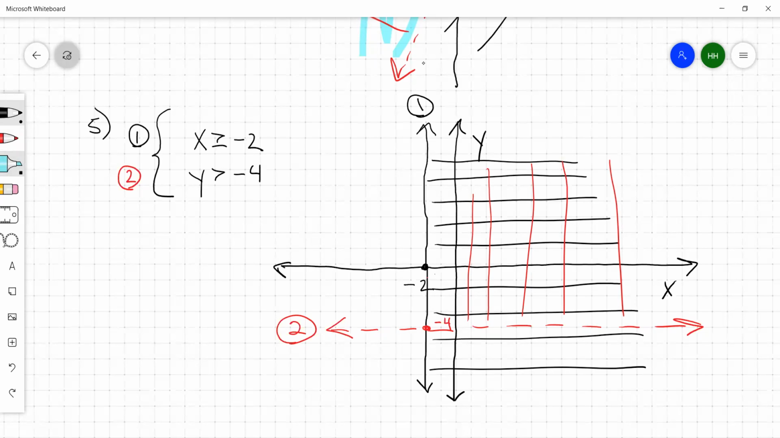All right, so where our shaded regions intersect are along this y. Everything right up to, but not included, the negative 4. And then we're going right at all of this region. Any point in this region is a solution.